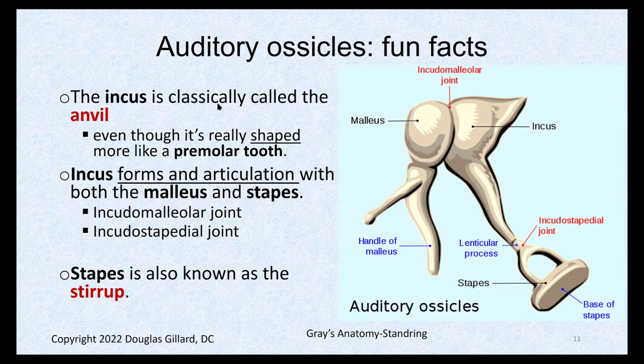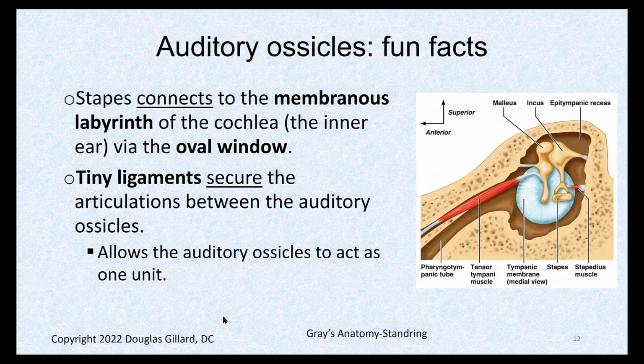The incus sometimes is called an anvil, even though I don't know how that looks like an anvil. It looks more like a tooth to me, and that's what this author called it, a premolar tooth. It forms an articulation with both the malleus and the stapes. We talked about the incudomalleolar and incudostapedial joints. And the stapes is known as the stirrup, and that kind of does look like a stirrup. More fun facts. The stapes is connected to the membranous labyrinth of the cochlea via the oval window, not the round window, the oval window.